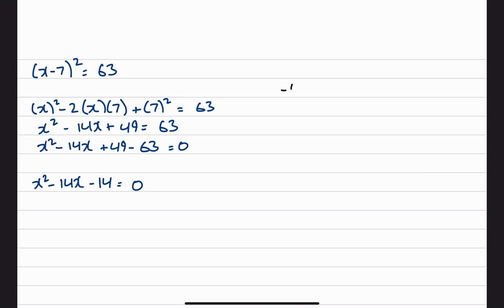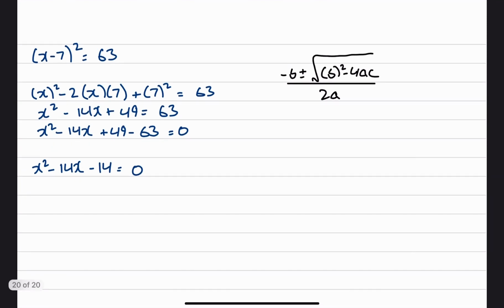Now we know that the quadratic formula is minus b plus minus under root b squared minus 4ac over 2a. So let me write the general equation. We know that a is 1, we know that b is minus 14, and we know that c is also minus 14.